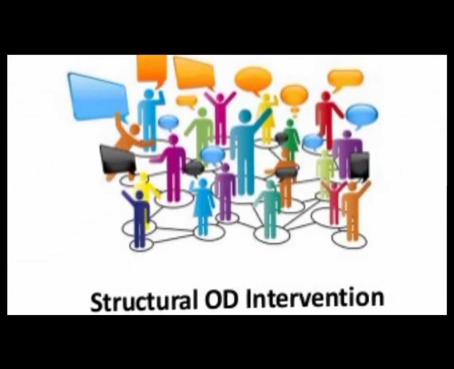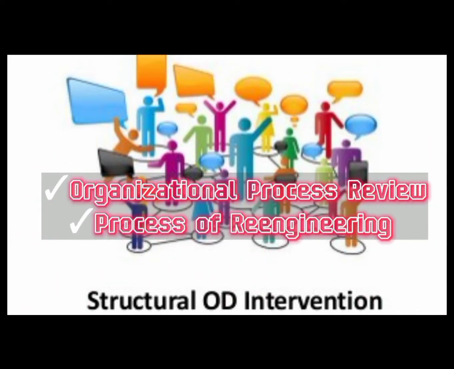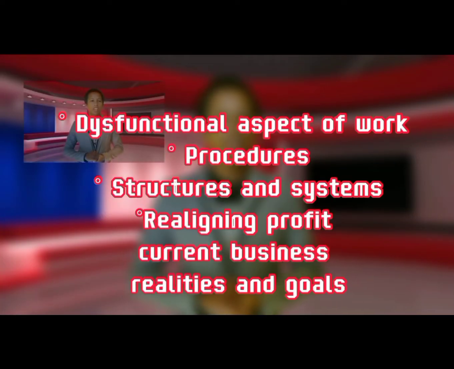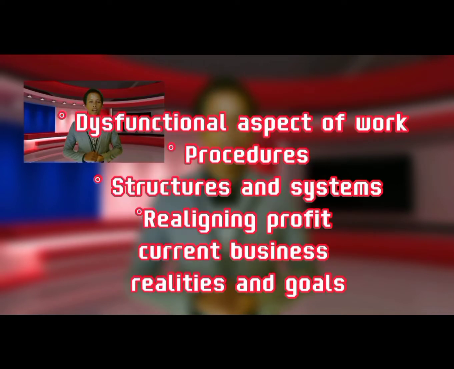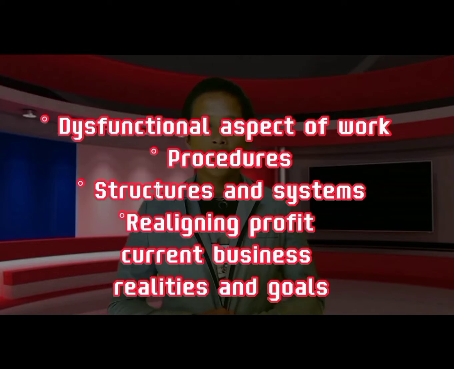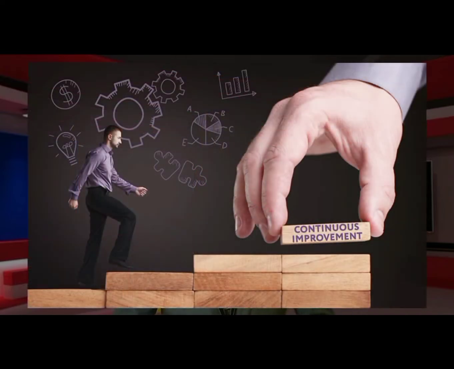Note: other techno-structural interventions focus on how work is done. Examples are the organizational process review and process re-engineering, which offer viable options. Organizational process review is a step-by-step methodology that develops plans to implement the new changes. It identifies the following: dysfunctional aspects of work, procedures, structures and systems, realigning them with current business realities and goals. Process re-engineering entails radically redesigning how subunits work and how they work together to achieve cooperation and coordination of tasks. This helps to achieve improvement in crucial aspects like quality and good results.